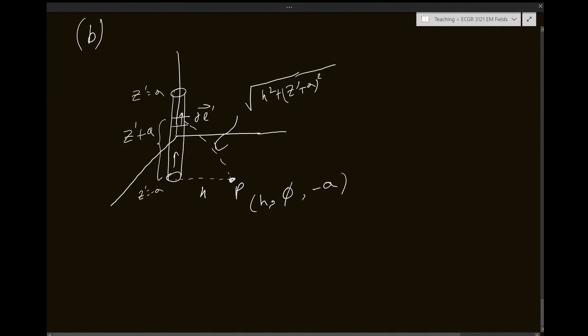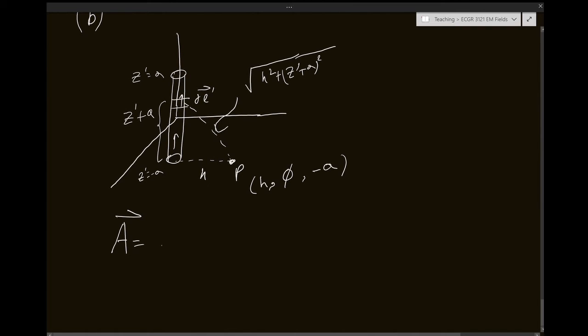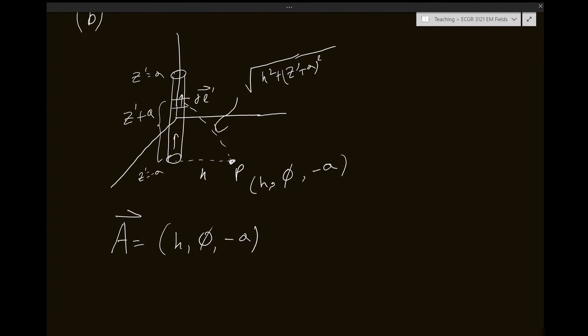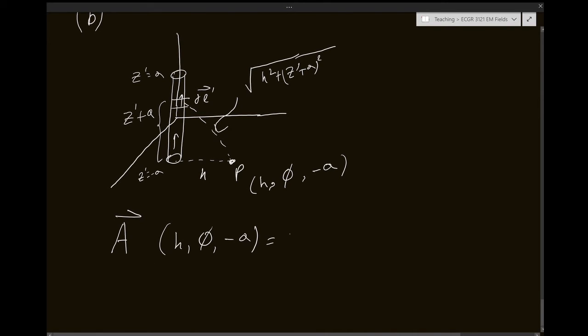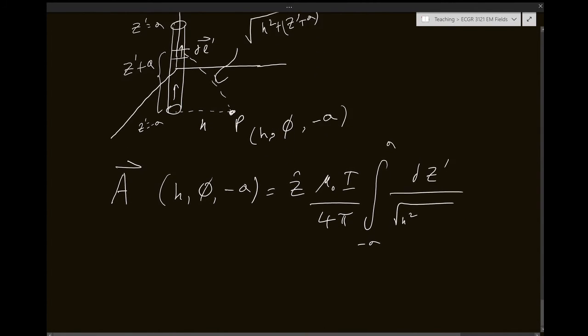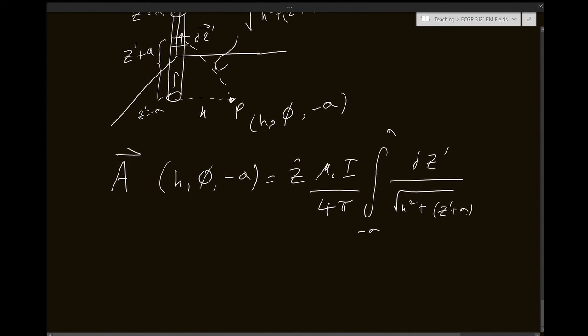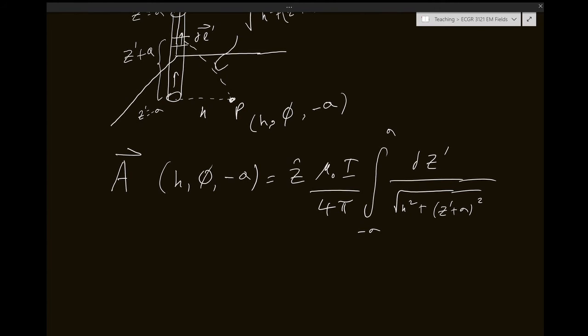Okay, so this is now the statement of the problem, and now I can calculate it right away. We're calculating at a different point, located along the z-axis at the edge, versus previously we were calculating the point oriented at the middle of the segment. So this is equal to z hat mu naught I over 4 pi, integral from minus a to a, dz prime over the square root of h squared plus z prime plus a squared. Okay, so the integral is very similar to the previous integral.